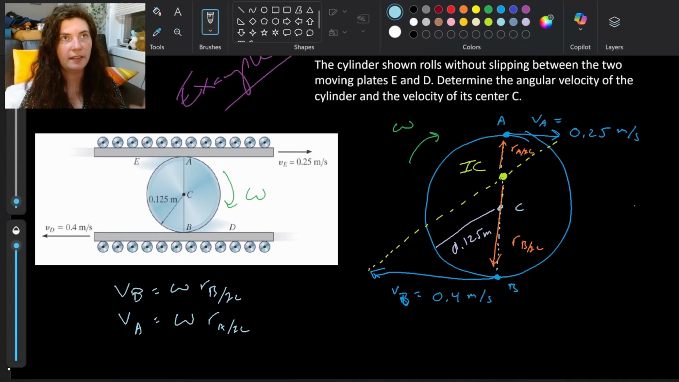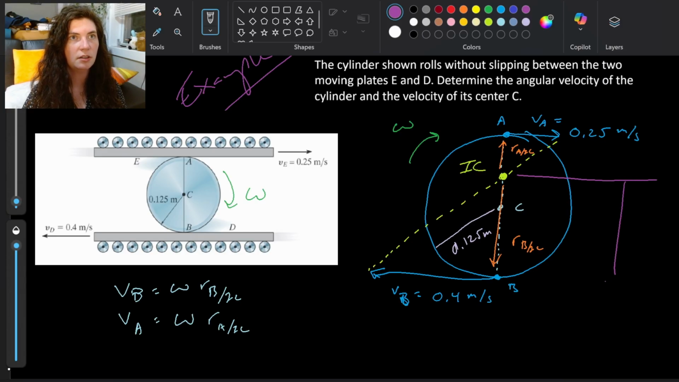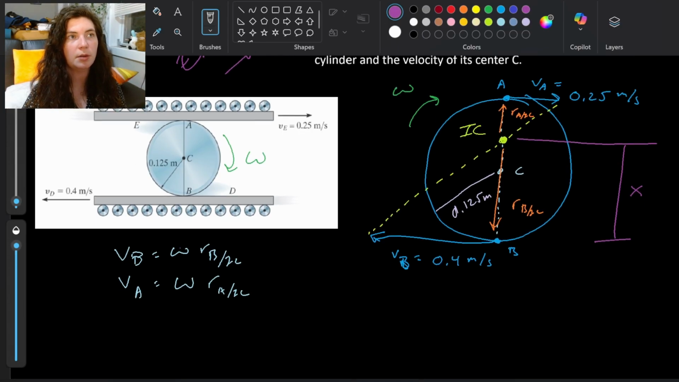Right, and we're trying to find that omega value, that angular velocity. So what I'm going to do is say, all right, this distance here from B to the IC, I'm going to call that X. And then I'm going to plug it into each of these equations here. I know what VB is, and I don't know what my R values are, but I can relate my R values with my overall radius and with my X.